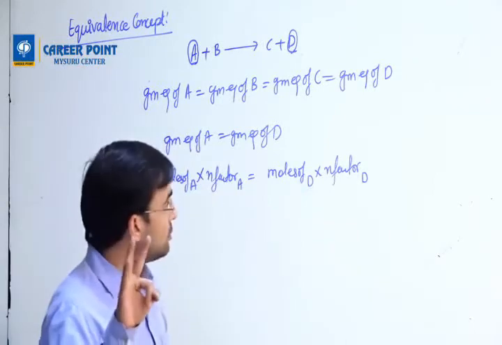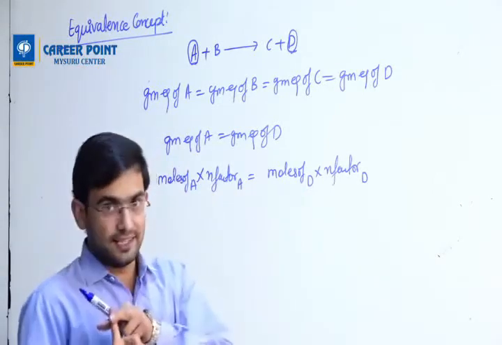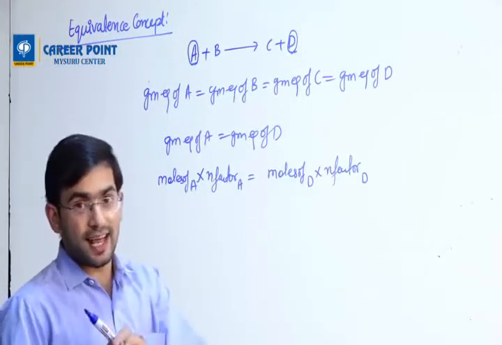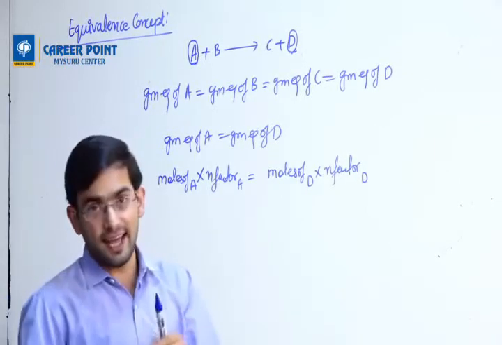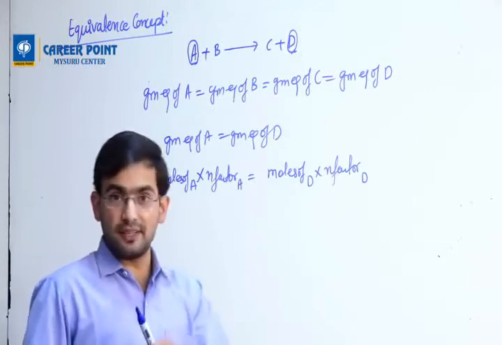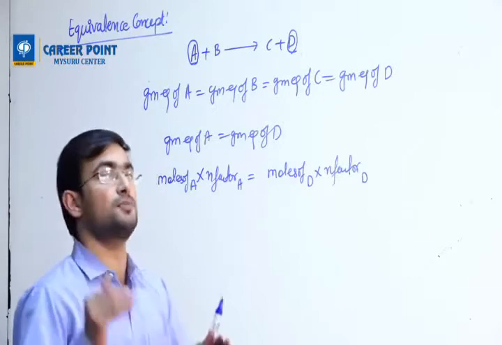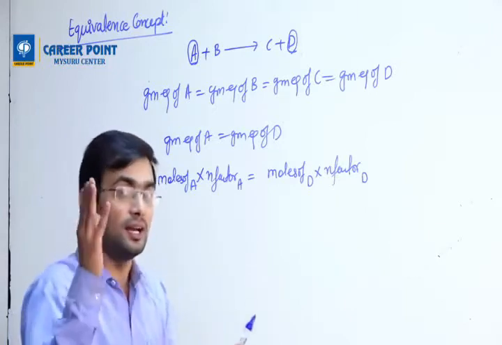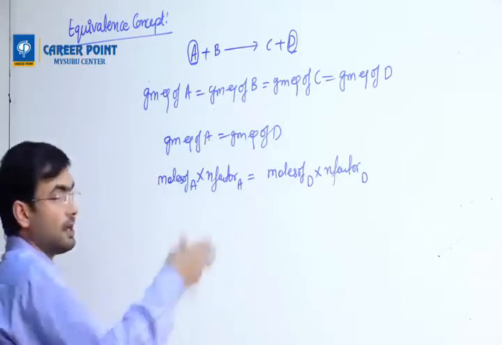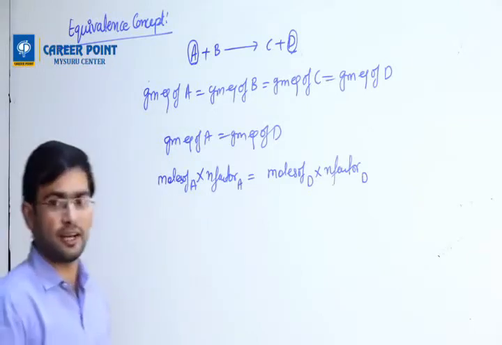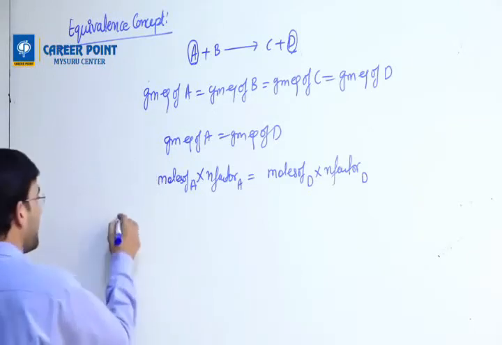N factor I told you three cases: acid, base, salt. You remember? If it is an acid, then number of H+. If it is a base, number of OH-. If it is a salt, then total charge present on total cation or total anion. But these are not the redox reaction. If it is a redox reaction, then N factor is different.